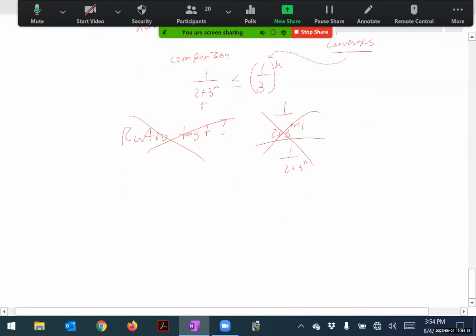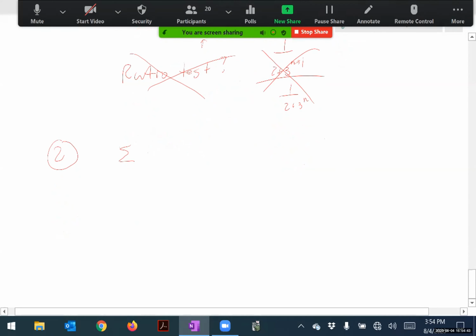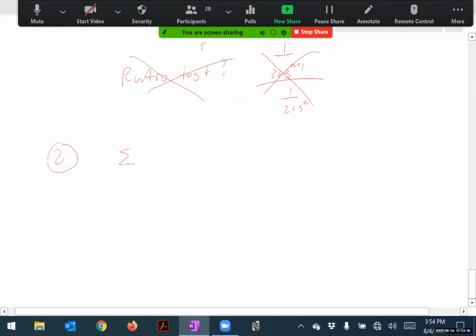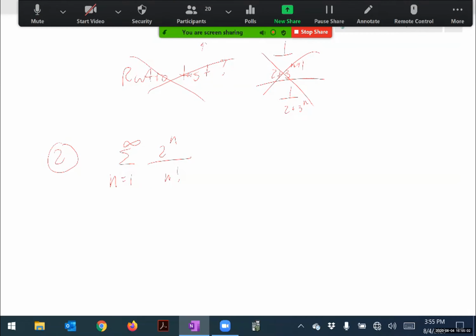Okay, number 2. The summation of n equals 1 to infinity of 2 to the n over n factorial. I'll just use n, make it easy. So what do we want to use for this one?